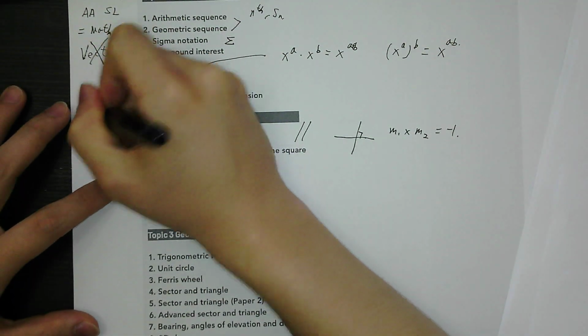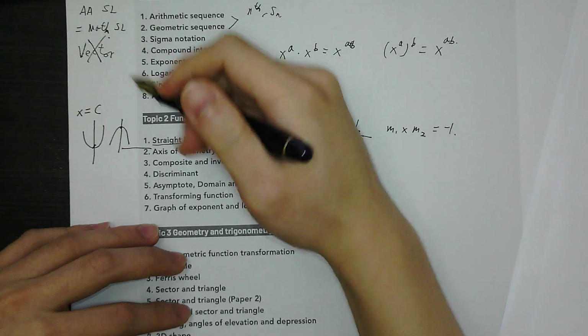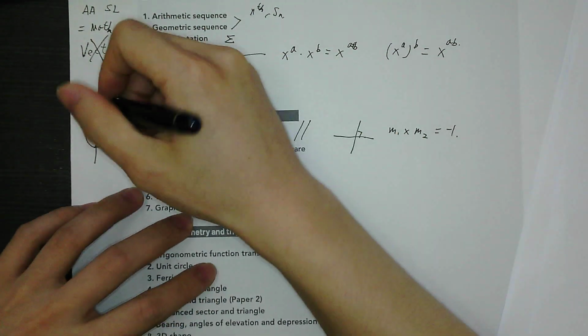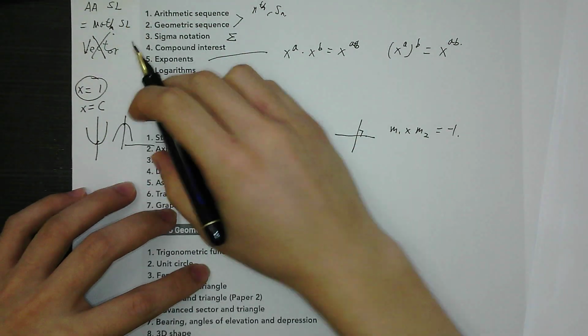The equation is always x equals a constant. Let's say x equals 1, x equals 2. Don't just write 1, you have to write x equals 1. It's an equation, so be careful here.